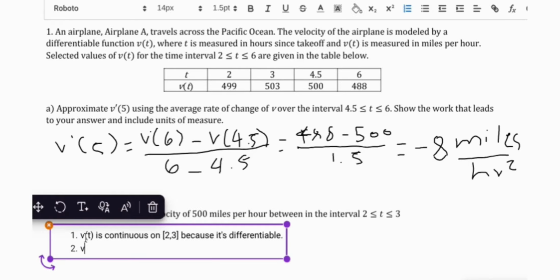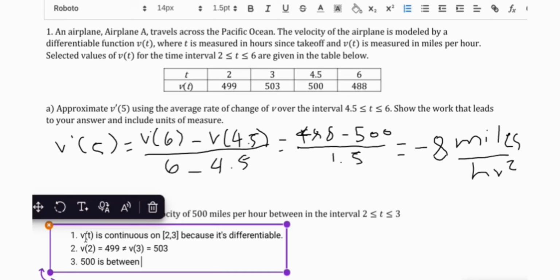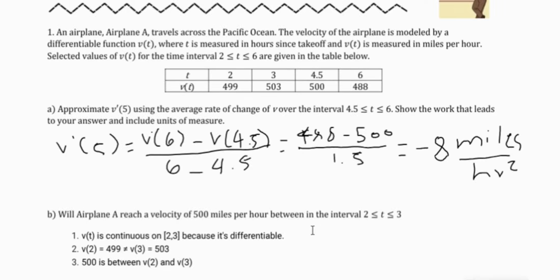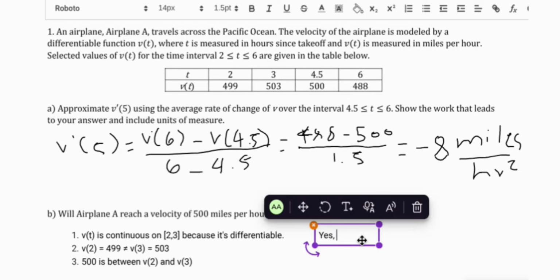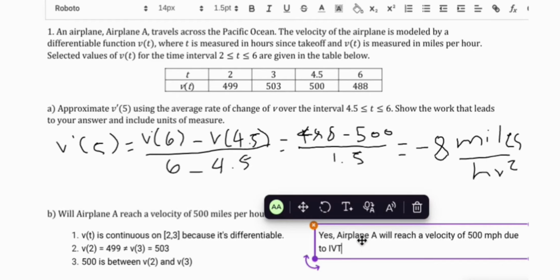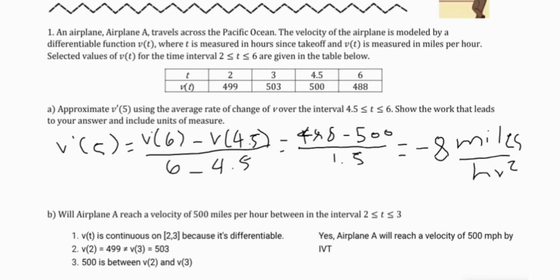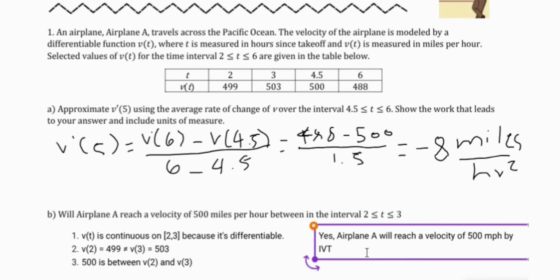So second of all, we know that v of 2 is equal to 499, which is not equal to v of 3, which is equal to 503. And then third of all, we know that 500 is between v of 2 and v of 3. So this means, yes, airplane A will reach a velocity of 500 miles per hour by IVT. So we could just say, yes, by IVT, instead of writing this whole thing out, and that'll still earn you the point.